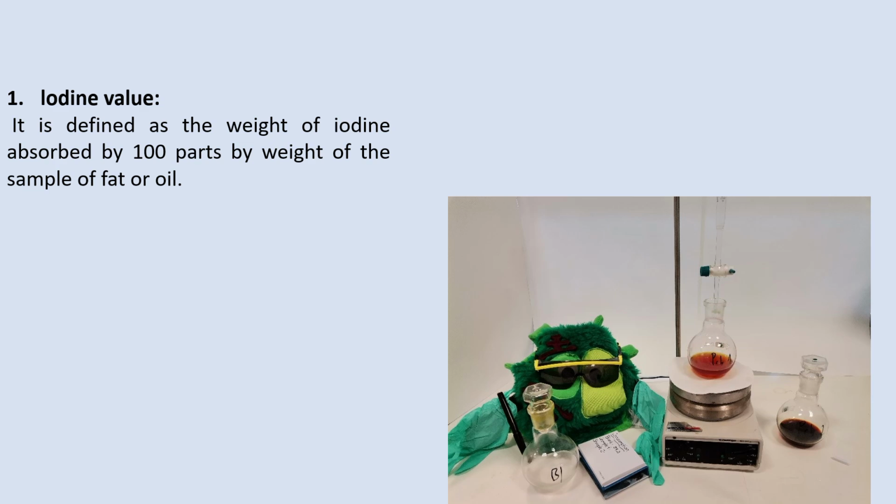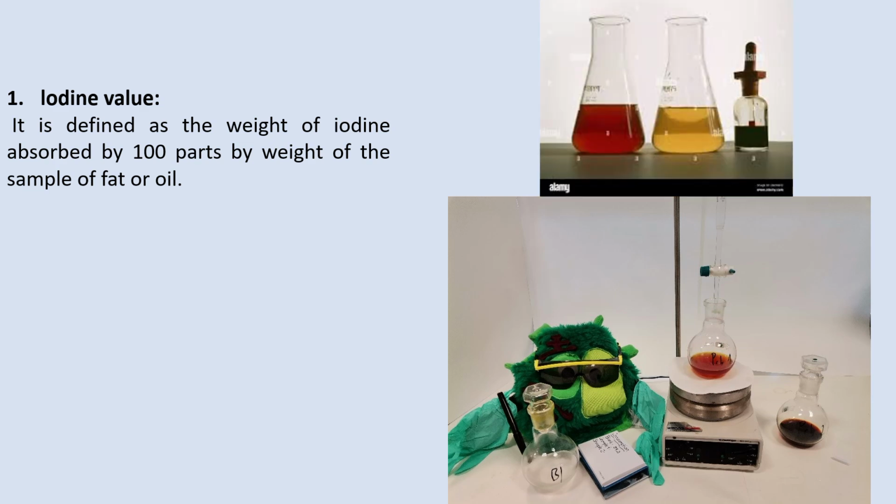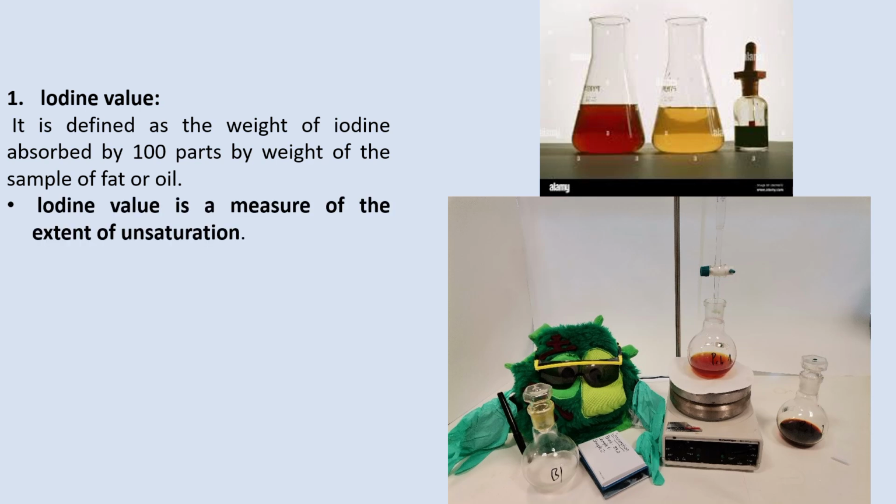It is defined as the weight of iodine absorbed by 100 parts by weight of the sample of fat or oil, which is used usually by means of starch as an indicator. Iodine value is a measure of the extent of unsaturation. How much unsaturation is present in the fatty acid linked in the ester formation of fats or an oil.